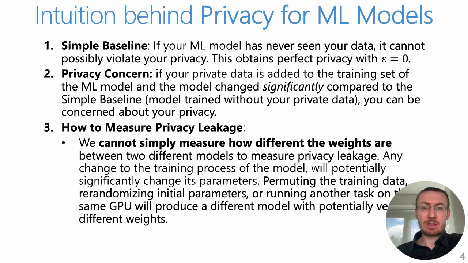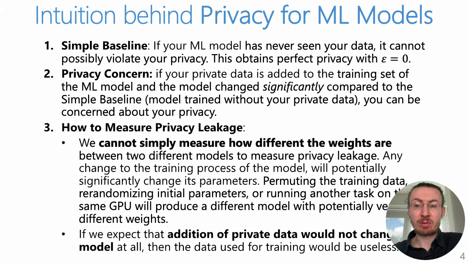So how to measure the privacy leakage? We cannot simply measure how different the weights are between two different models to measure privacy leakage, because any change to the training process of the model will potentially significantly change its parameters. Permuting the training data, randomizing initial parameters or running another task on the same GPU will produce a different model with potentially very different weights. So if we expect that addition of private data would not change the model at all, then the data used for training would be useless.